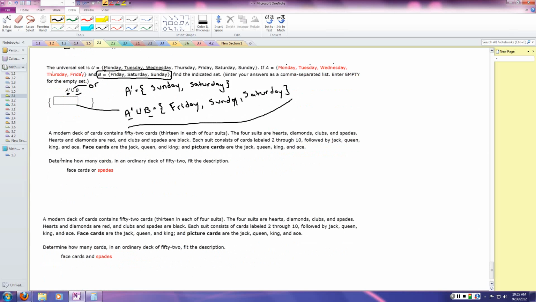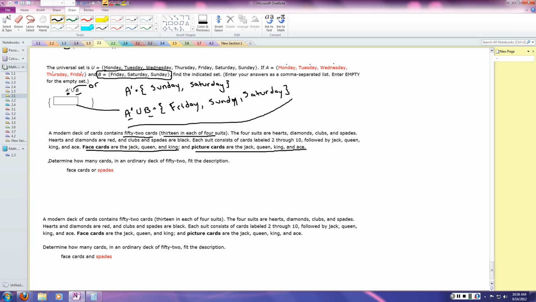A modern deck of cards contains 52 cards. As we get through this chapter, and then in chapter 3 when we talk about probability, we'll do a lot with cards. So know that there's 52, 13 in each suit. Face cards are Jack, Queen, King, and picture cards are Jack, Queen, King, and Ace. Then we have cards labeled 2 through 10. There are 4 suits: diamonds, hearts, spades, clubs.